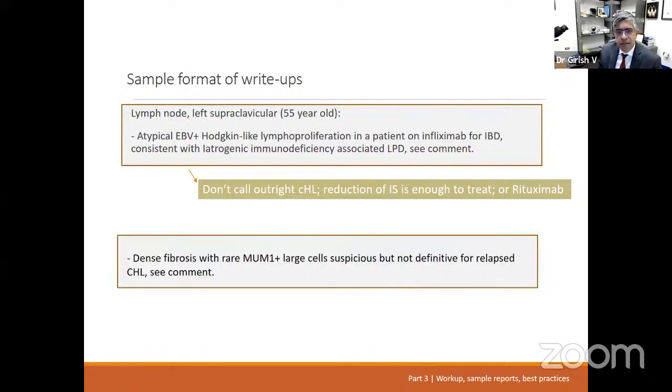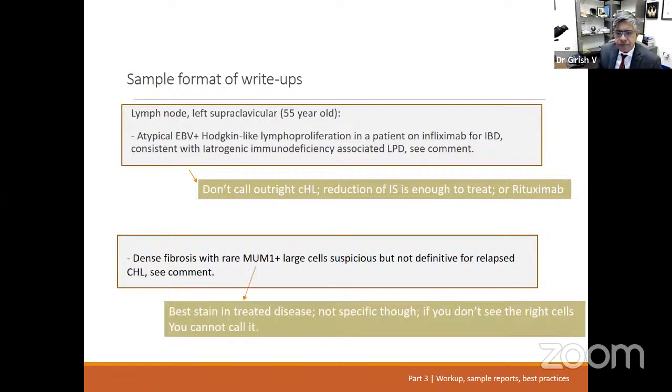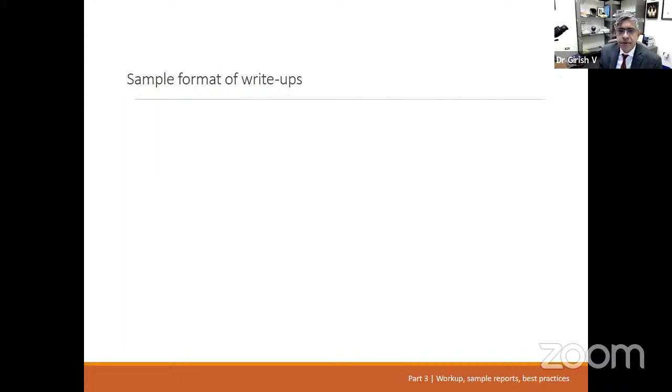And this is one typical one that I use, dense fibrosis with rare MUM1-positive large cells, suspicious but not definitive for relapsed Hodgkin's. And this is the best stain in treated disease. It's not specific though, but in this context, it totally works.